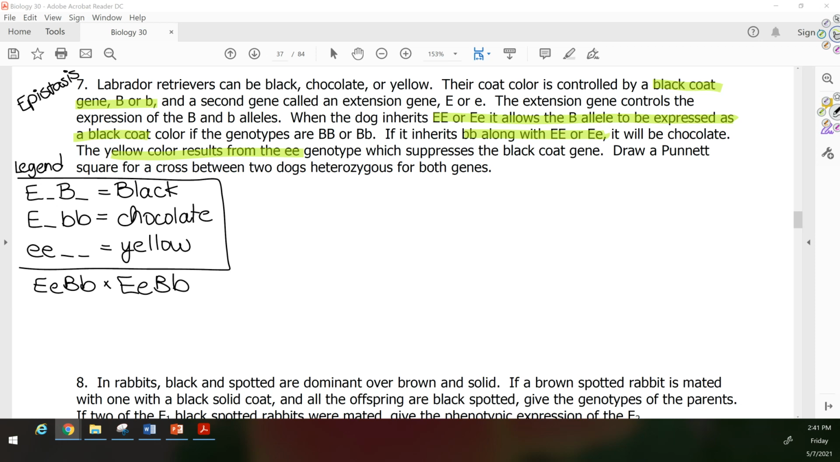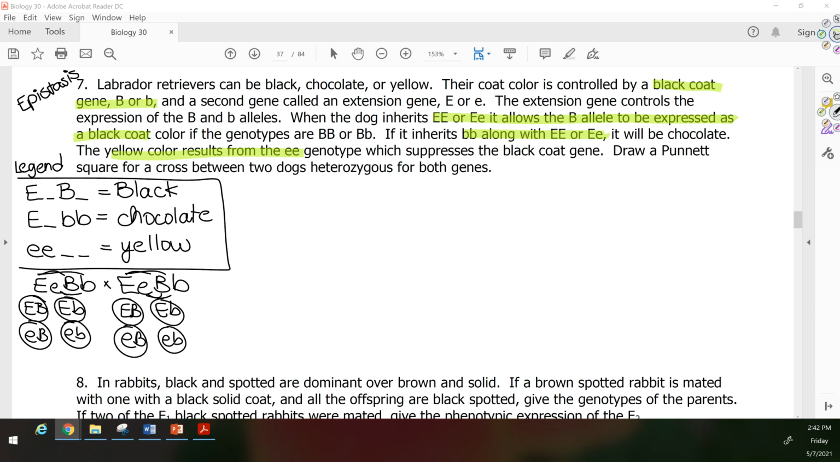Okay, so we know that from previous questions, we're going to have 4 unique gametes: capital E, capital B; capital E, little b; little e, big B; and little e, little b. Same here, same 4. So the first 2, outer 2, inner 2, and the last 2.